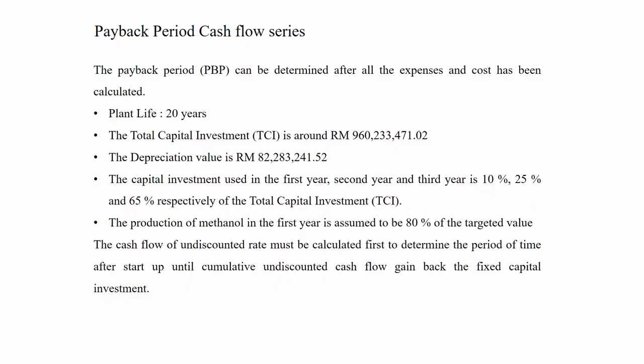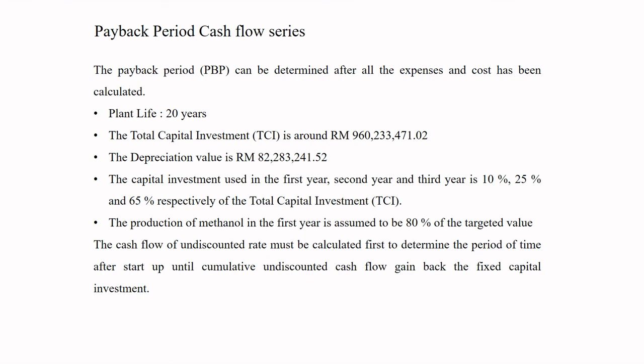Next, the cash flow series is used to determine the payback period, discounted payback period, and net present value of the methanol production plant. The plant life for chemicals is 20 years. Therefore, the total operating period of the methanol plant is assumed to be 20 years, excluding the 3 years for plant construction, with a total capital investment of 960,233,471.02 ringgit. For the first year, it is assumed that 80% of the sales income is achieved because this is a new plant.